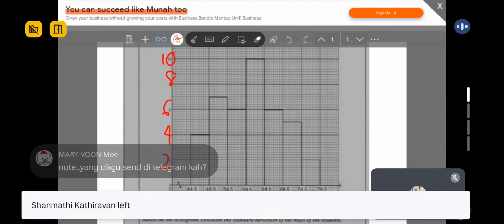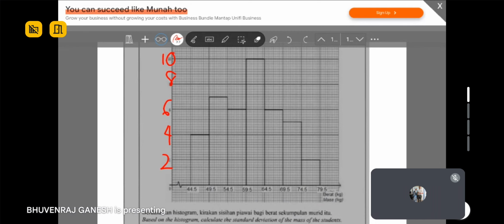Bukan. WhatsApp, guys, not Telegram. Mary, you are not in my group, is it? Bukan dalam group WhatsApp saya ke? Oh, okay. I give my number to you. Okay. So you PM me later, then I add you to my group. Okay? Sesiapa kat sini yang tak ada dalam group WhatsApp saya boleh PM juga. Okay, nanti saya add.